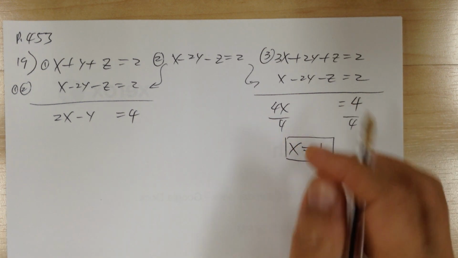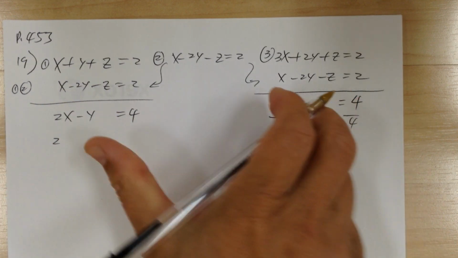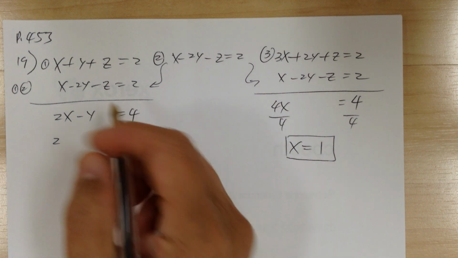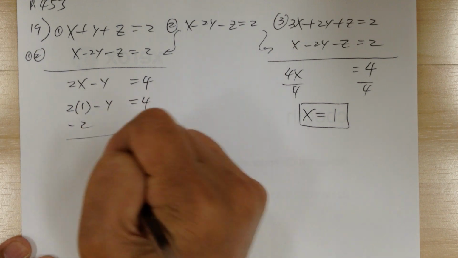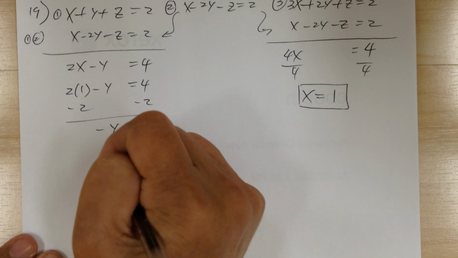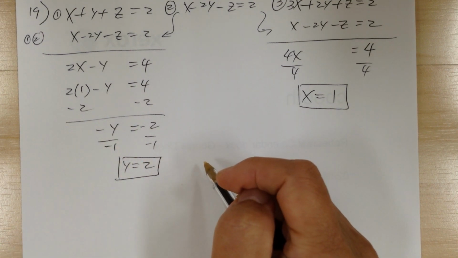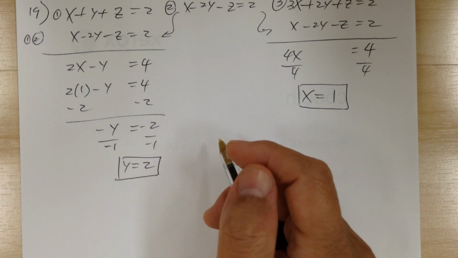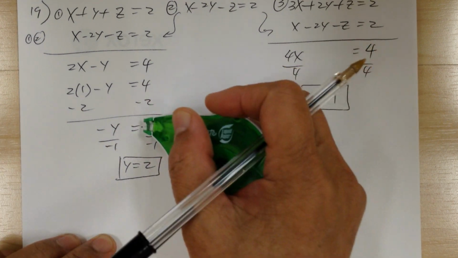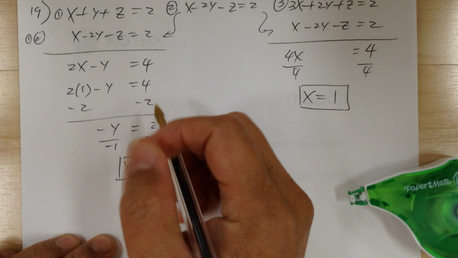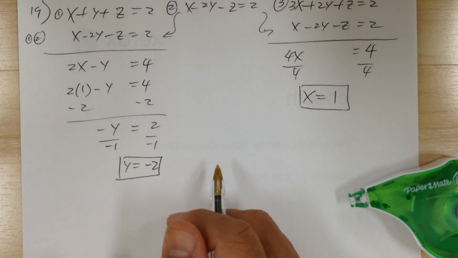And then once I find x equal to 1, I can substitute here to find y. Normally you don't get this lucky. Normally you have to do this to solve. So minus 2 on both sides. So negative y equal to negative 2. So divide by negative 1. So y equal to 2. Wait, this would be a positive 2. So this would be, yeah, negative 2. There we go.